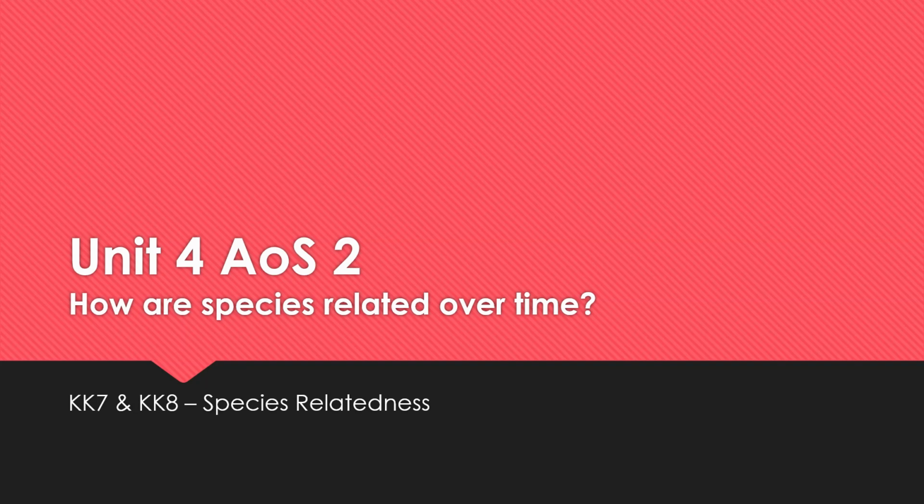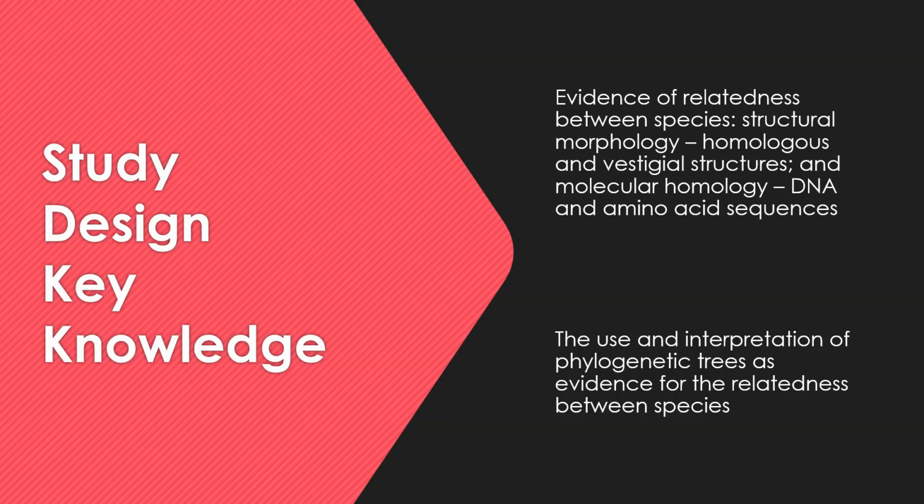Hello and welcome to our PowerPoint here on the key knowledge points 7 and 8 around species relatedness. Specifically, you can see here we're going to be looking at the evidence of relatedness between species around structural morphology, including homologous and vestigial structures, and molecular homology around DNA and amino acid sequences. We'll also look at the use and interpretation of phylogenetic trees as evidence for the relatedness between species.